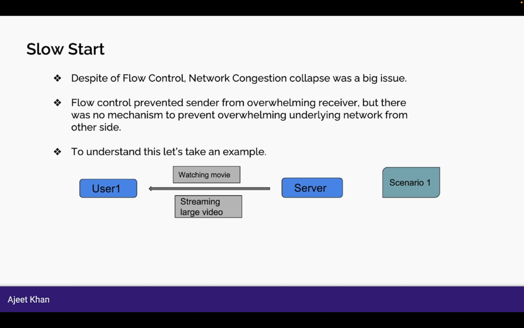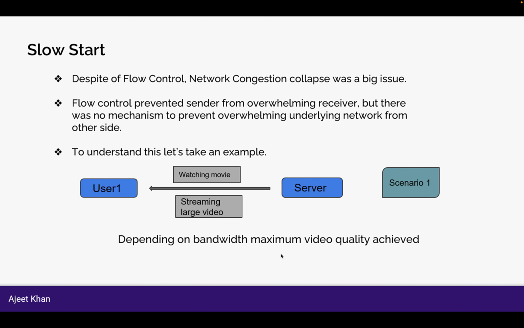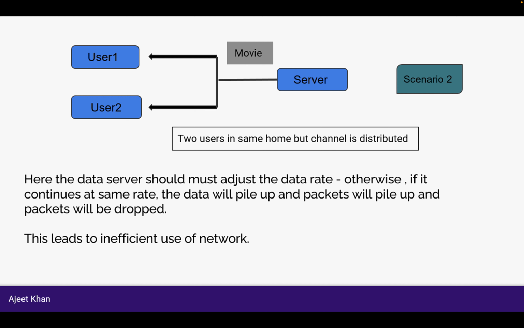There is a user who is watching a movie, and this is the server. Depending on the bandwidth, the maximum video quality is achieved. So whatever the bandwidth available over this line, the quality of video will depend on it. Now suppose there are two users watching a movie from a server, and the two users are in the same network but the channel is distributed. Here the server adjusts the data rate, otherwise if it continues at the same rate, the data will pile up and packets will be dropped. This will lead to inefficient use of the network.